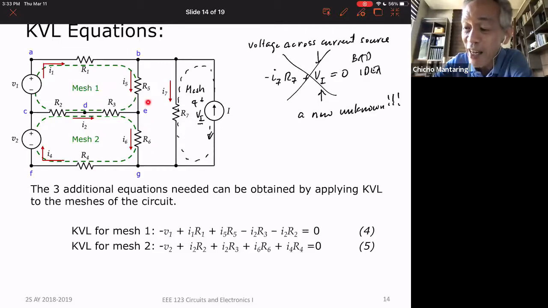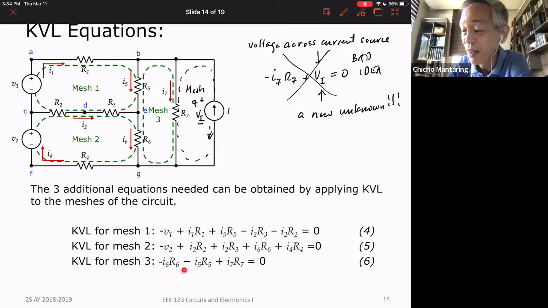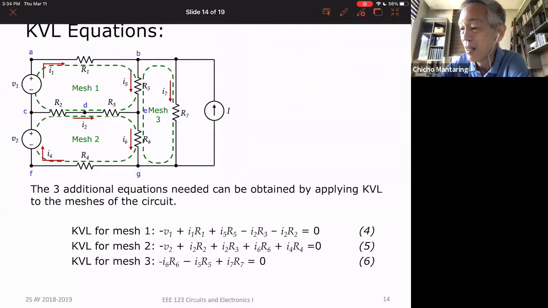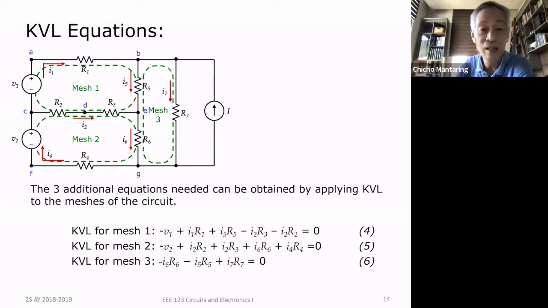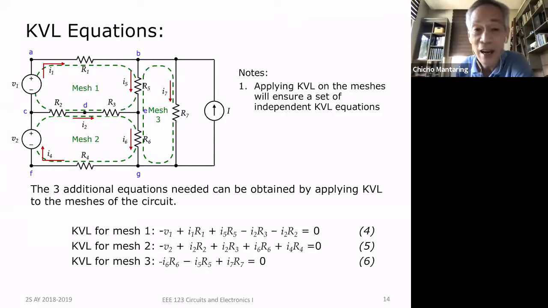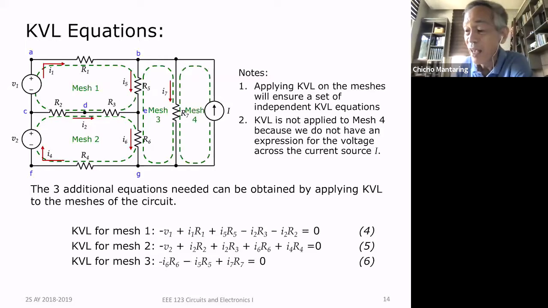Better to perform a KVL here, because if I perform a KVL here, I do not introduce any new unknowns. So the KVL for mesh 3 is this. Okay. So now I have 6 equations in 6 unknowns. I mentioned this earlier, applying KVL on the meshes will ensure a set of independent KVL equations. And KVL is not applied to mesh 4 because we do not have an expression for the voltage across the current source I.